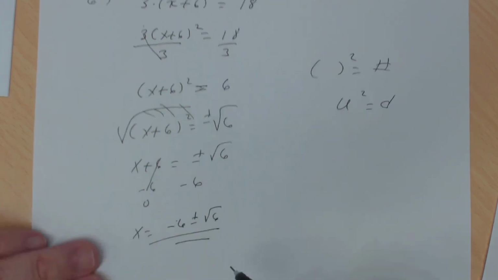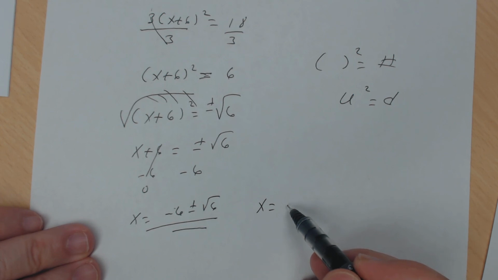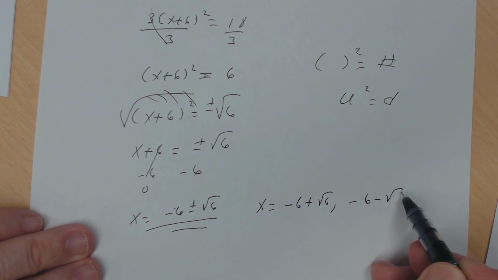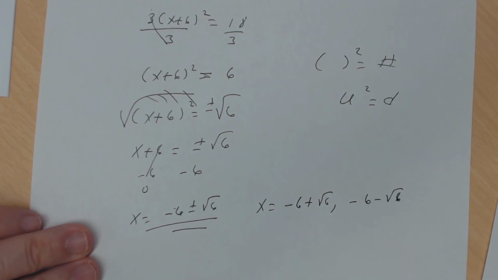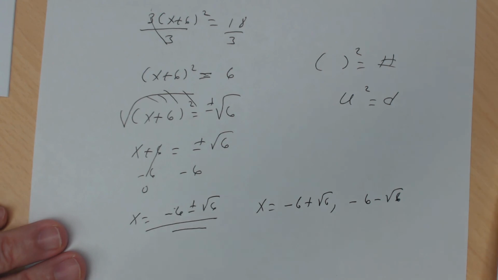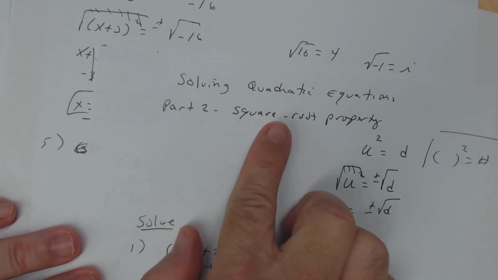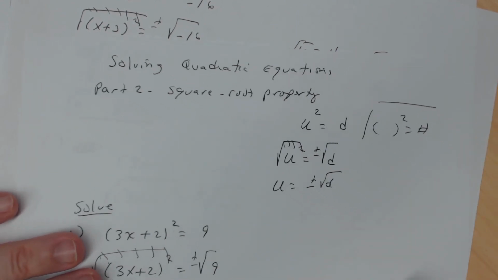So there's your answer. On MyMathLab, you would probably have to separate them, so you'd say negative 6 plus the square root of 6, comma, negative 6 minus the square root of 6. Okay, so that takes care of part 2. And part 2, remember, was solving quadratic equations by using the square root property.